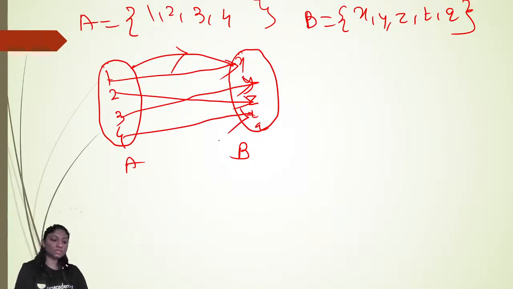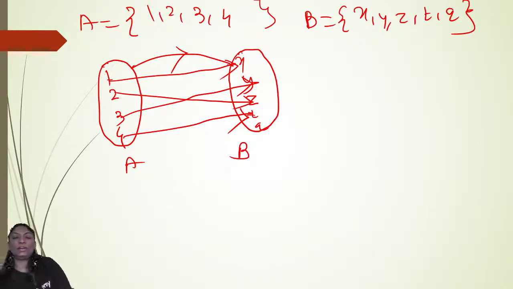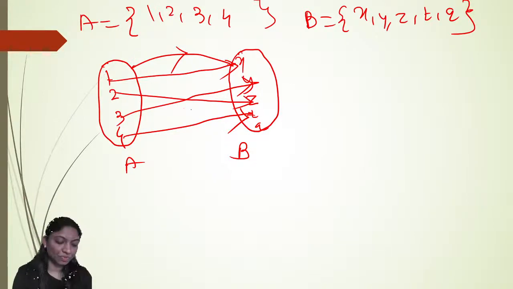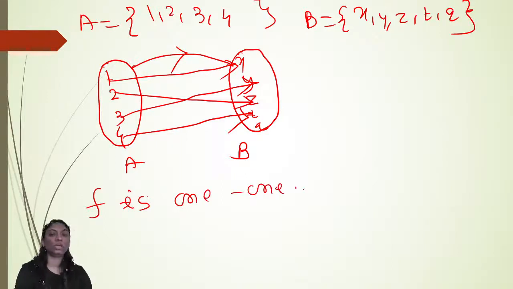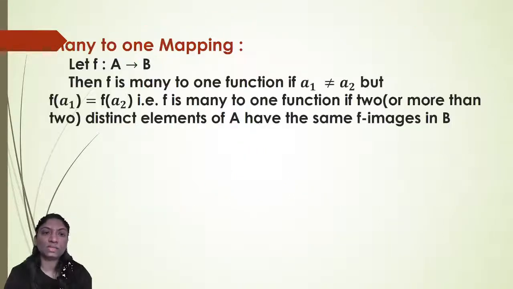Yes, this is a one-one mapping. Every element of A has a unique image and that element of B has a unique pre-image. So this F is one-one. If there is no pre-image of Q, it is okay. That also is a function and it is a one-one function. Okay. Now next, many to one mapping, right?